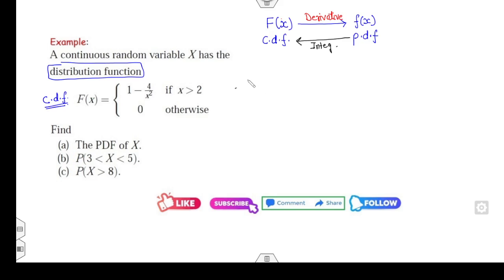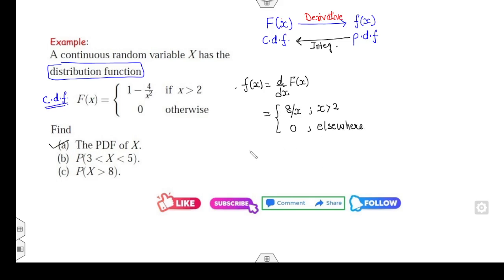Now, firstly, can you find the PDF? So what is the small f(x)? You can find the derivative of the capital F(x), that is the CDF, with respect to x. So you will get 0 for the first part. It is my 8 over x cube. And this part is 0 when x is greater than 2, elsewhere. Now, the first part, find the PDF. This is the required PDF.